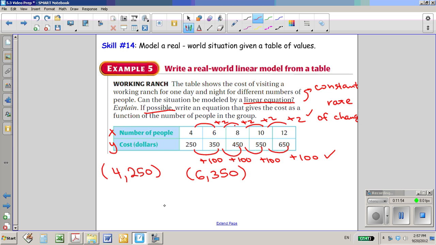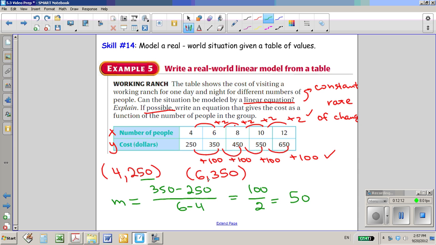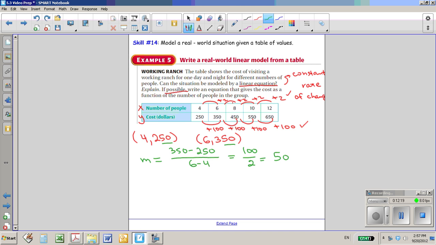Okay, so first I will have to find slope. So it's going to be y2 minus y1, so 350 minus 250 over 6 minus 4, which is equal to 100 over 2, which is 50. And then you can use either one of the points in order to write point-slope form. So my point-slope form is going to be y minus, and I'm going to use this one here, so I'm going to use this for y1 and x1. So y minus 250 is equal to 50 times x minus 4.